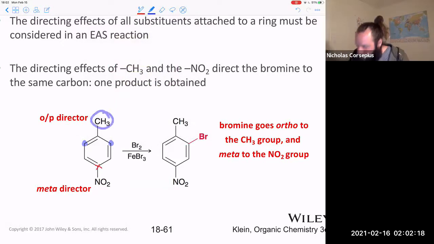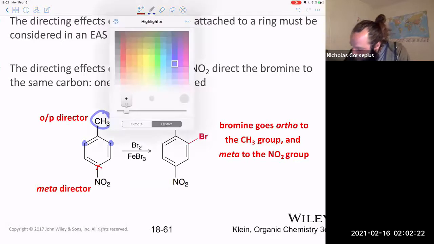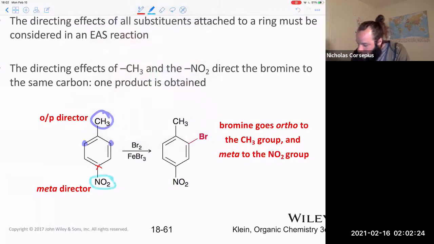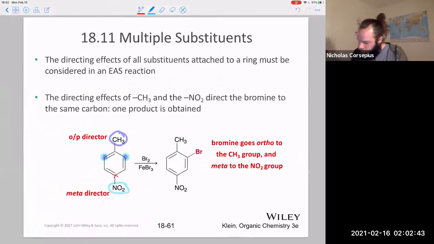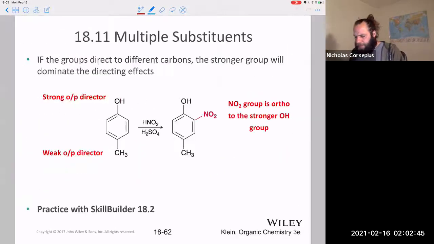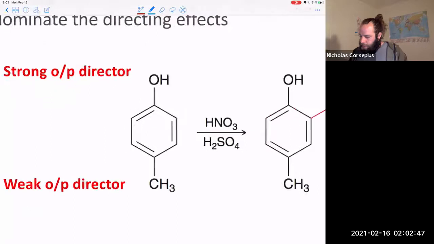So that's the direction that I get from my methyl group. And then the nitro group is going to be meta-directing. So it's going to direct these positions, okay? So sometimes your multiple substituents direct to the same position. Awesome. So then it's super easy to determine where your subsequent group is going to be added or substituted, I guess. But what happens if there's a conflict? So let's look at this case here.